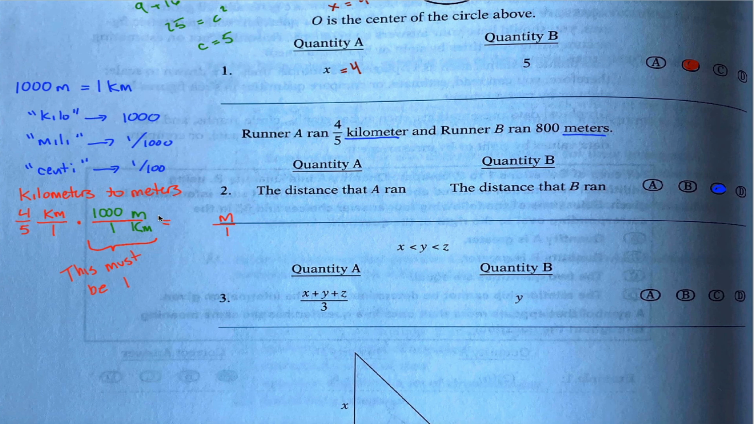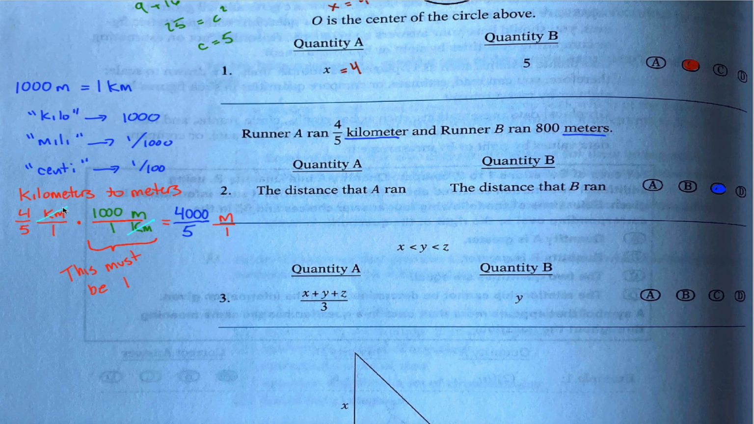Since I just have a bunch of multiplication going on, I can now cancel stuff out. This kilometer, loosely speaking, cancels with this kilometer. There's one on the top and one on the bottom. When I'm multiplying fractions, I multiply straight across. So 4 times 1,000 gives me 4,000. And 5 times 1 gives me 5. The kilometers canceled, the meter did not, so I have this meter over here.